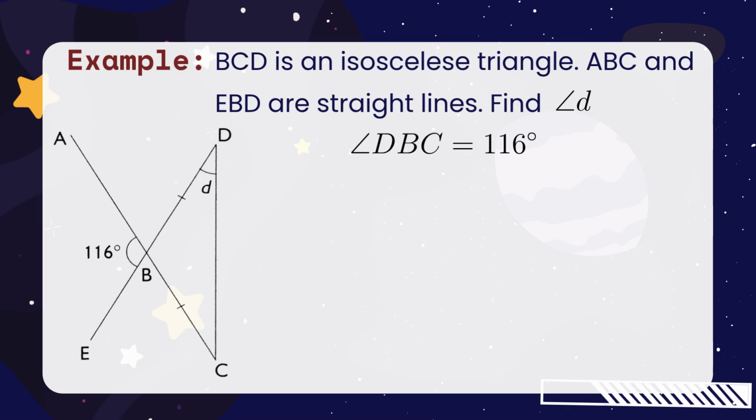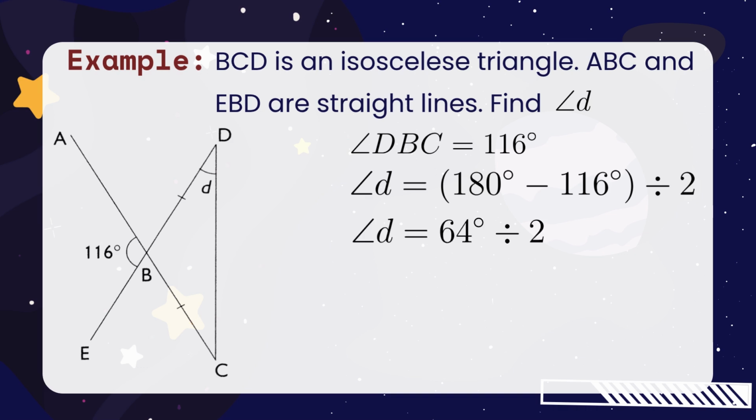Now take a look at triangle BDC. It's an isosceles triangle, where BD is equal to BC. That means the base angles, angle D on both sides, are equal. To find angle D, we subtract 116 degrees from 180 degrees, then divide the result by 2. 180 minus 116 gives us 64 degrees. And 64 divided by 2 gives us 32 degrees. So the value of angle D is 32 degrees.